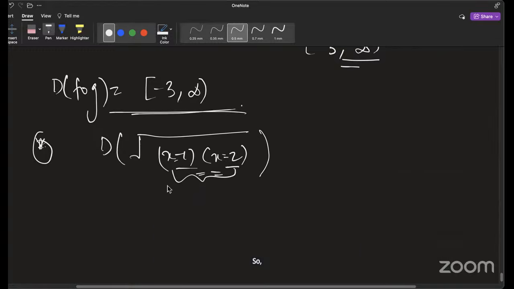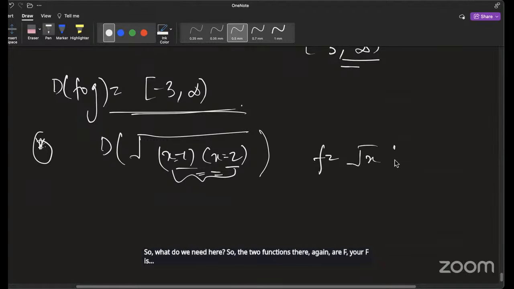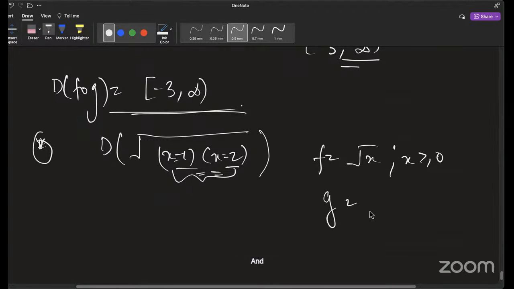So what do we need here? So the two functions here again are f and g. Your f is again root x, and if this is your FOG, your f is root x and your g is x minus 1 times x minus 2.